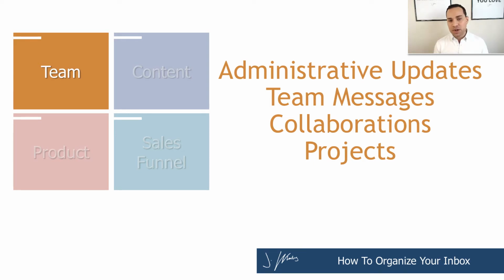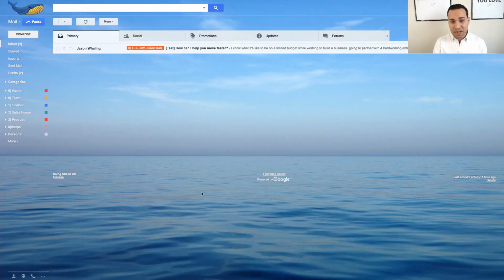So the first quadrant we have here is your team quadrant. Now, team emails are anything that have to do with administrative updates, your team messages, collaborations, and projects. So let's go ahead and jump over to my inbox, and I'll show you how I've divided these up, and then I'll show you how to create folders.